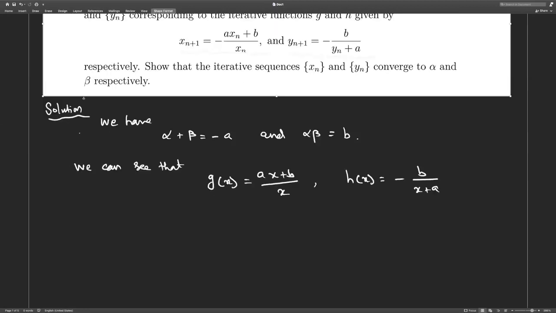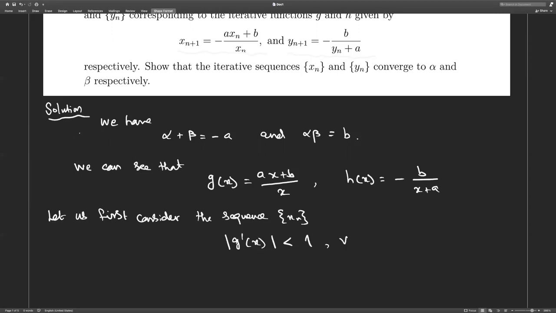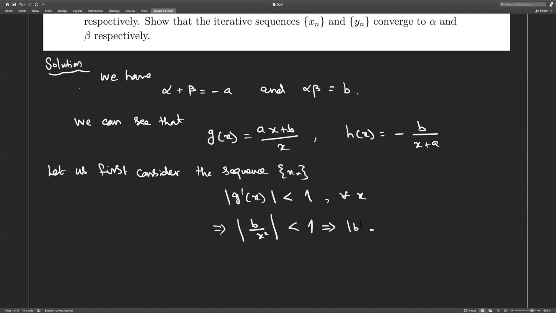Let us first take g of x. G satisfies all the hypotheses of the convergence theorem. Therefore, G is a self-map. G is continuous and continuously differentiable with mod G dash of x less than 1 for all x in the interval in which it is defined and is a self-map. But what is G dash? It is the derivative of ax plus b by x, and that is given by b by x square, and that is less than 1, and that implies mod b is less than x square, right?